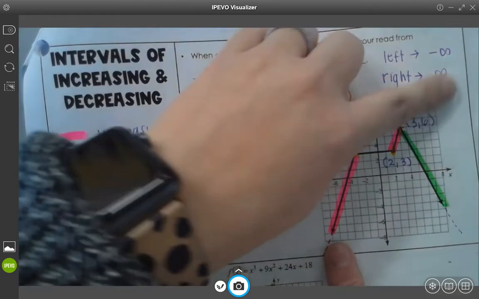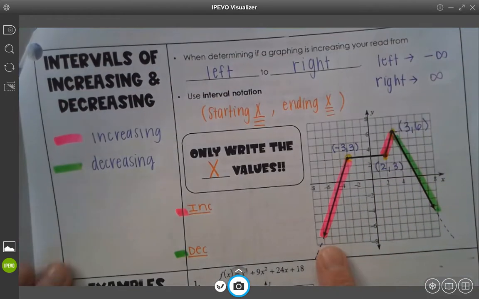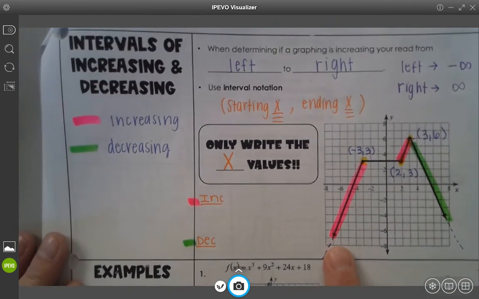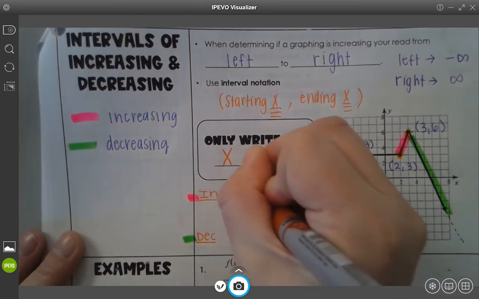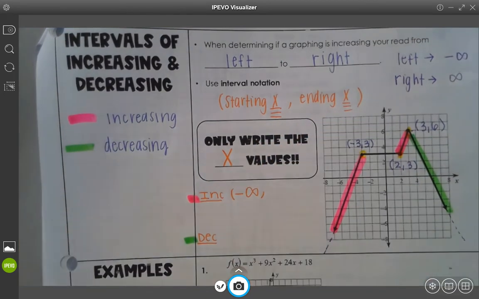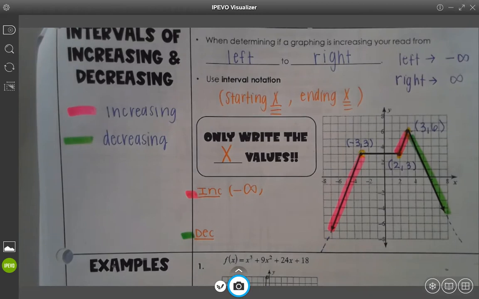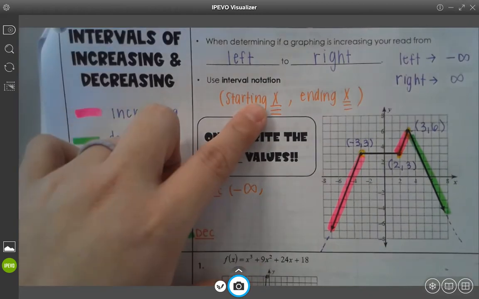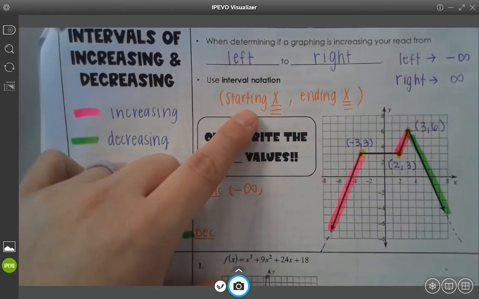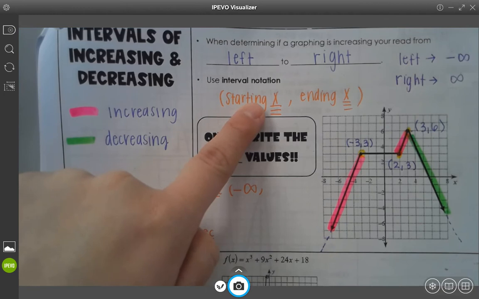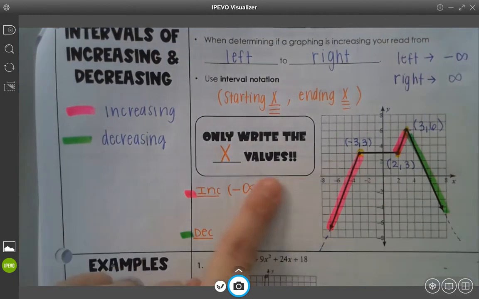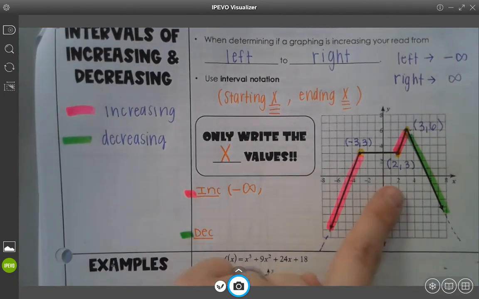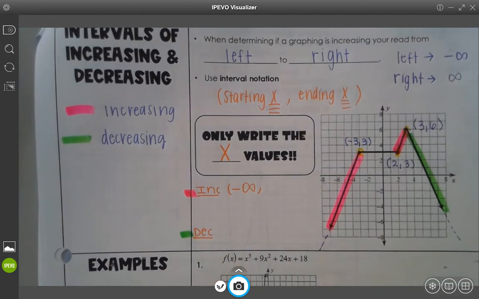It's going to be one of these. And it's on the left side. So I'm going to say that it starts increasing at negative infinity, because I don't actually have that starting x, because there's no way to pinpoint it because it goes forever. And if it's on the left side, it's negative infinity, because if you look at your x's here, on the left side the numbers are negative.